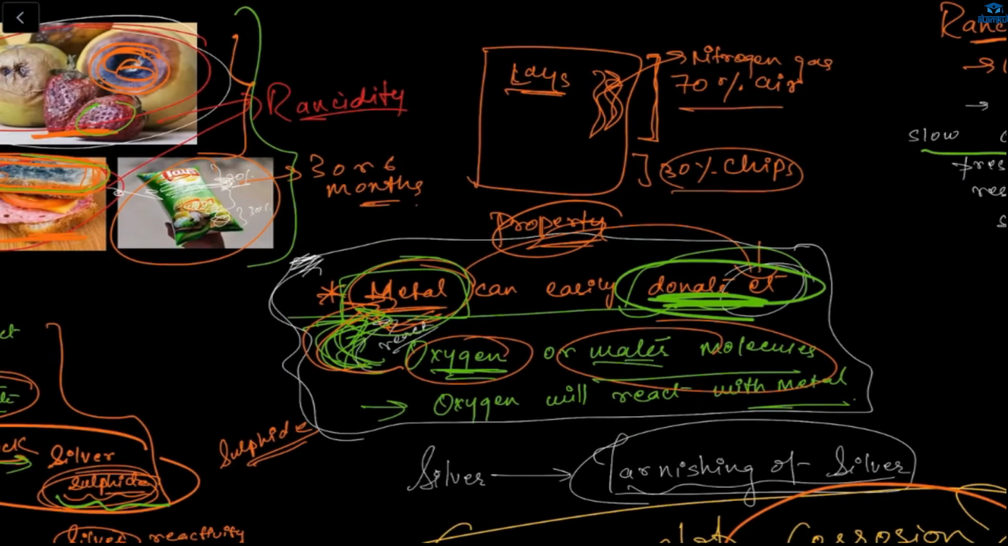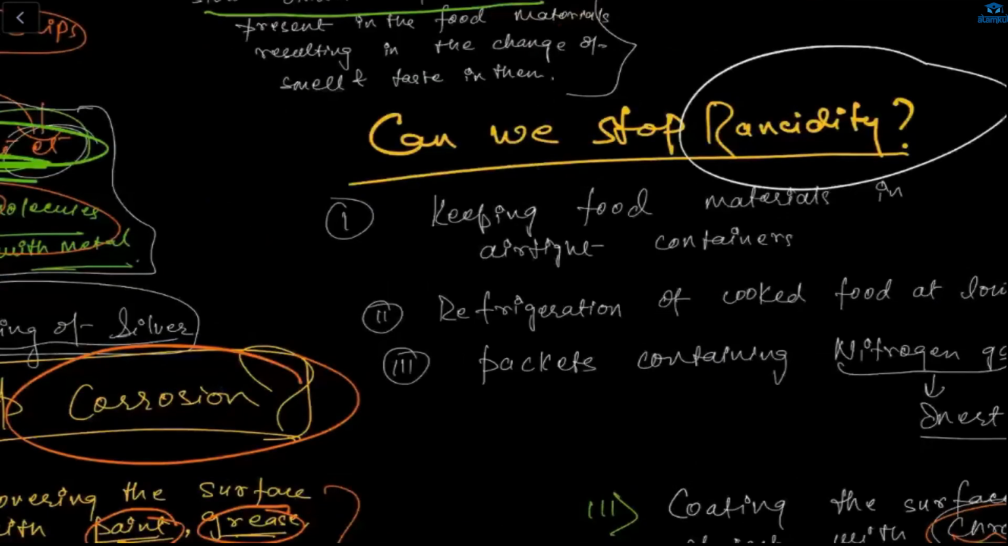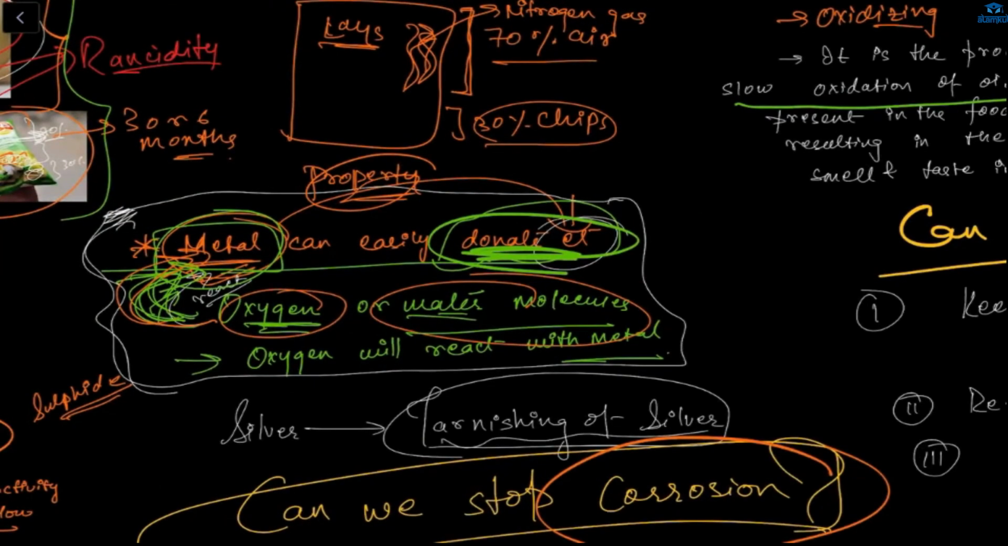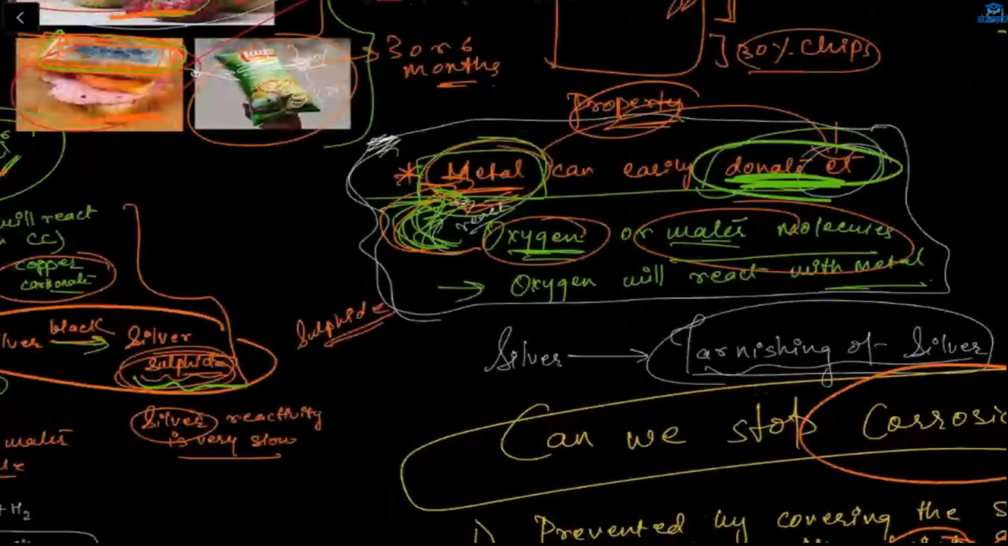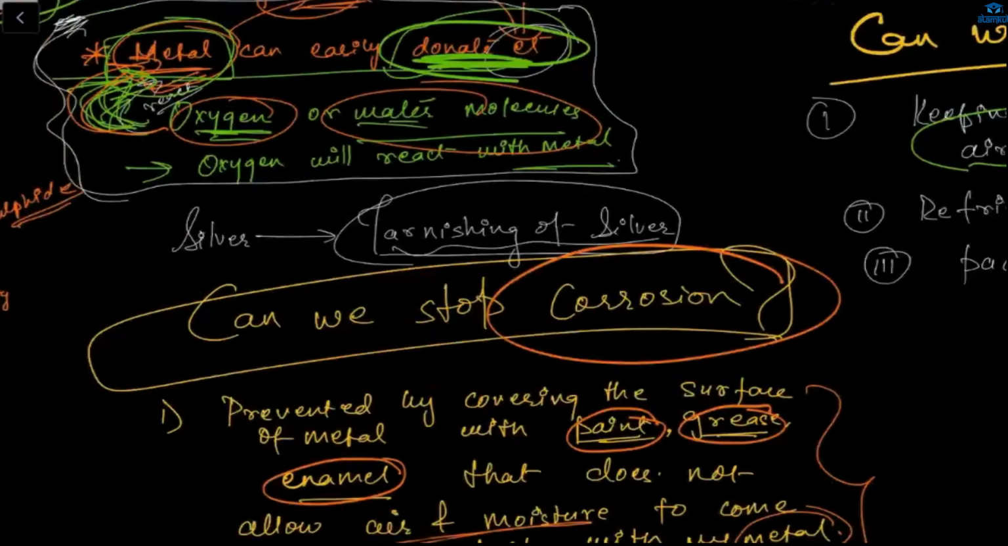Yes, ma'am. How can we stop rancidity? Ma'am, we can store the food in low temperature refrigeration. Yes, good. And one more? Ma'am, keeping the food in airtight containers. Yes, very good. Keeping food materials in airtight containers, just like here Lays also, hai na? It's airtightly bounded. Now, what's the next point?